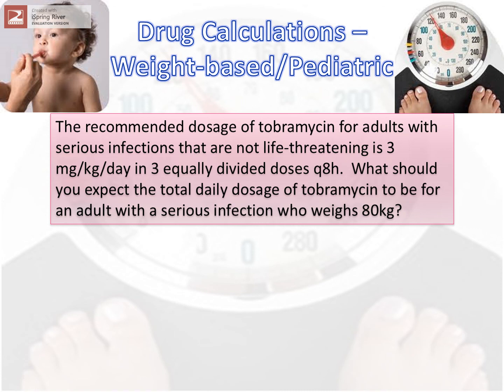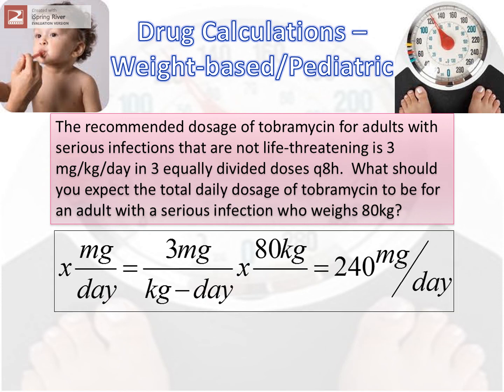Alright, so now we're going to do an adult one. The recommended dosage of tobramycin for adults with serious infections that are not life-threatening is 3 milligrams per kilogram per day in 3 equally divided doses, Q8 hours. What should you expect the total daily dosage of tobramycin to be for an adult with a serious infection who weighs 80 kilograms? So what's our requested unit? It wants to know the total dosage, that would be in milligrams per day. So that would be milligrams per day.